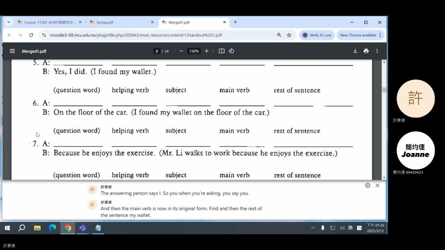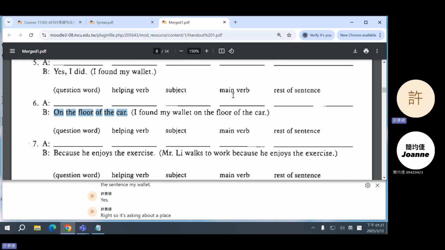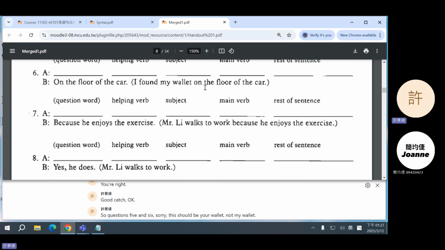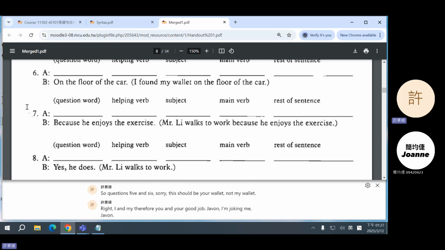Yes. Right, so it's asking about a place. Oh, sorry, your wallet. You find your wallet. I found my wallet. Hang on. You're right. Good catch. Okay, so questions 5 and 6. Sorry, this should be your wallet, not my wallet. All right, I and my, therefore you and your. Good job. 加分. I'm joking. 没有加分。没有这个机制。Question 7.